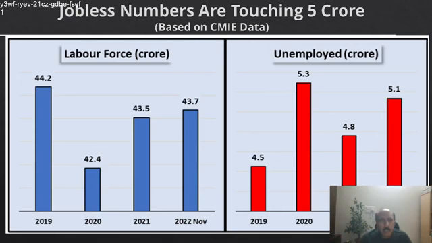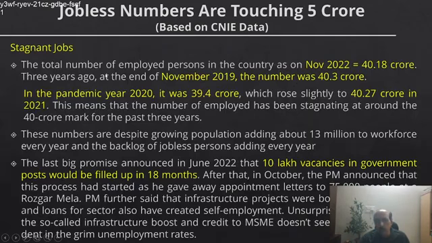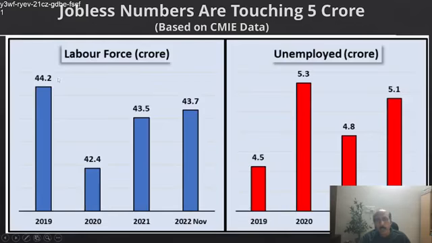has not changed significantly. That is, in 2019, 44.2 crore people were there in the labor force market. As per the CMIE data, the number of employed persons in the country as of November 22 was 40.18 crore. And 3 years before, in November 19, there were 40.3 crore. Not different. In 3 years, it means the number of jobs created has not changed much. This is also indicated in the labor force participation rate. You see that in November, it was 43.7. And 3 years back, it was 44.2. Not much change was there in the labor force participation rate.